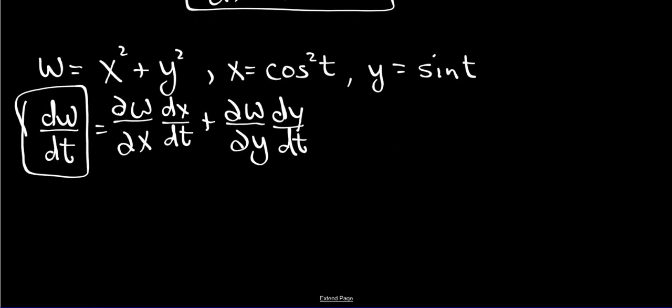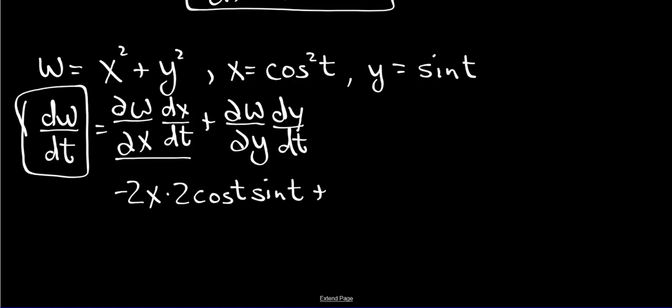We've got dw/dt. So this would be 2x. Now the derivative of x with respect to t, well, that is 2 cosine t times negative sine t. Okay, that takes care of that part. Then the next part, the partial of w with respect to y, that'd be 2y. And then dy/dt, that would be cosine t. And there you have it.